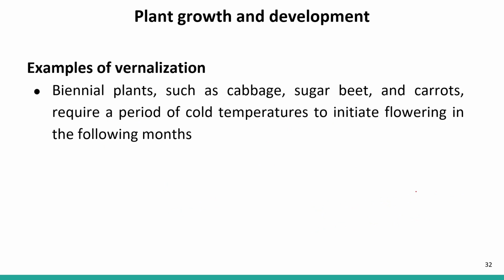Another example is some of the biennial plants such as cabbage, sugar beet and carrots. They also require a short period of cold temperature to initiate flowering. So this was about vernalisation, and this was the end of this chapter.